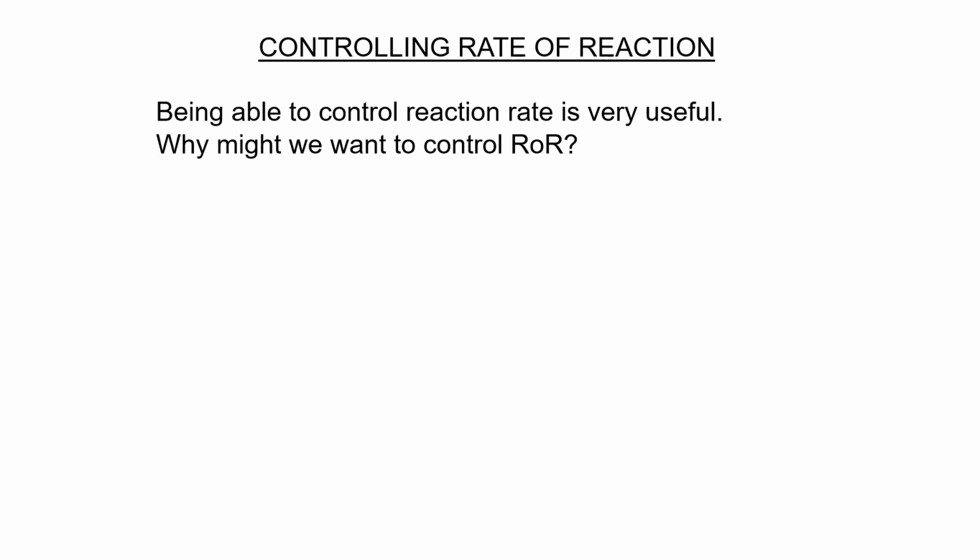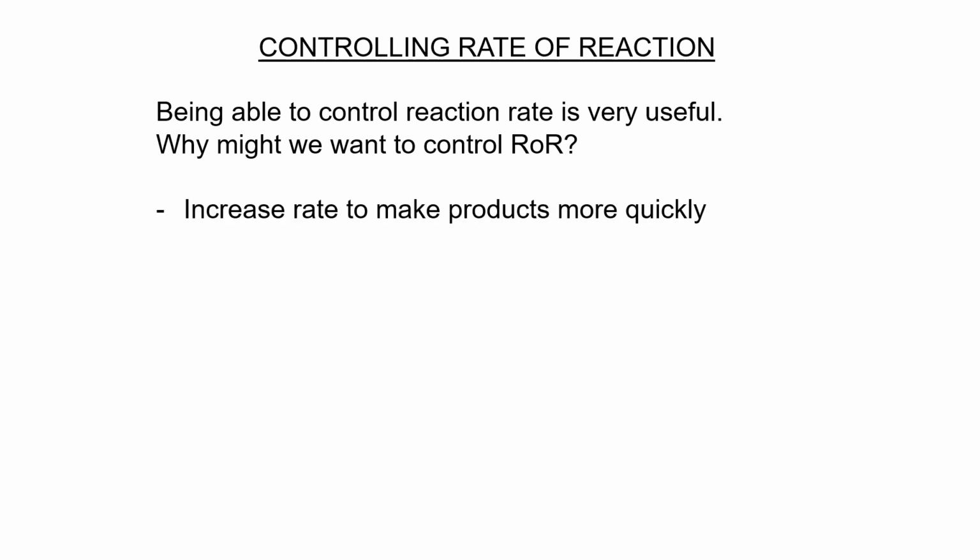So why might we want to control rate of reaction? Well, first of all, the main reason that people want to control rate of reaction, particularly in industry, is to make the rate faster to make products more quickly. And the reason that we do that is because that means that you can sell your products more quickly and you make more money. So industry and factories are always trying to find ways of making rate quick, safely and cheaply.